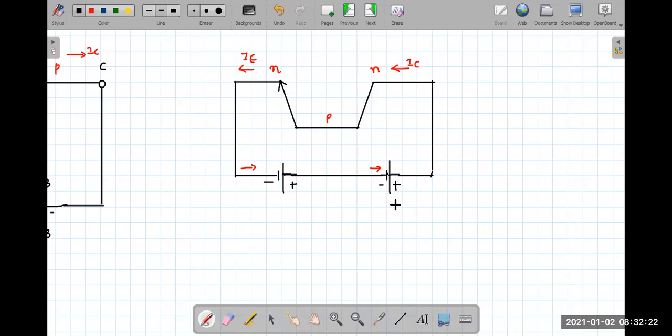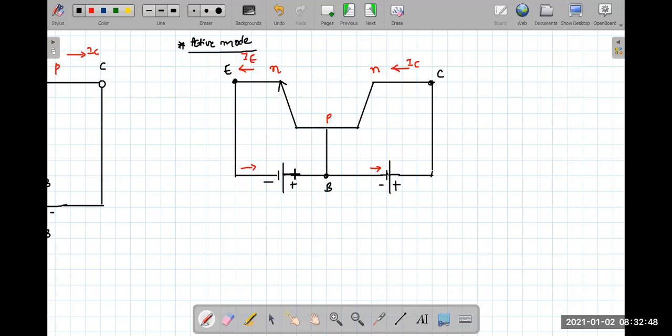Yes. Now then, what do you have to do? Simply join the base. So this is the emitter, this is collector, this is base. Now check whether this is in active mode or not. In active mode, what must happen? The emitter-base junction must be forward biased.